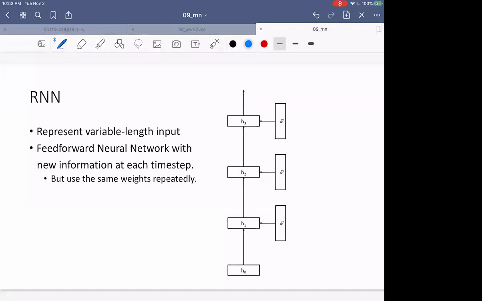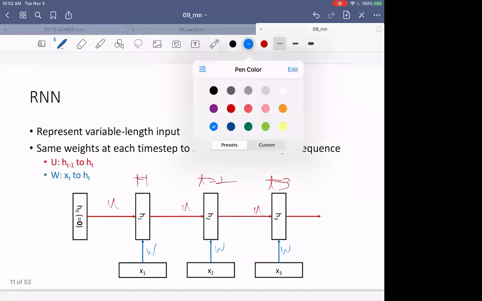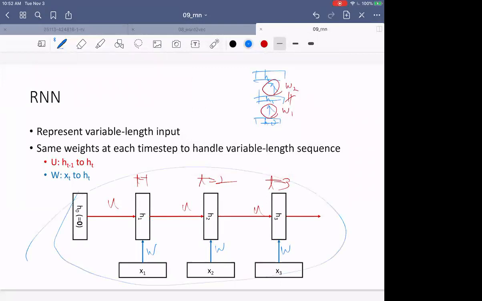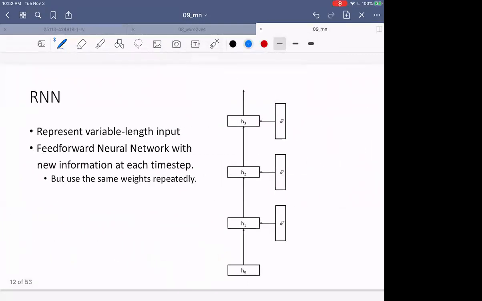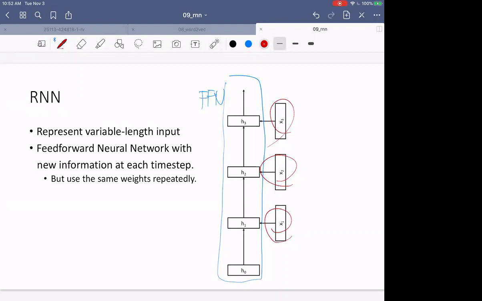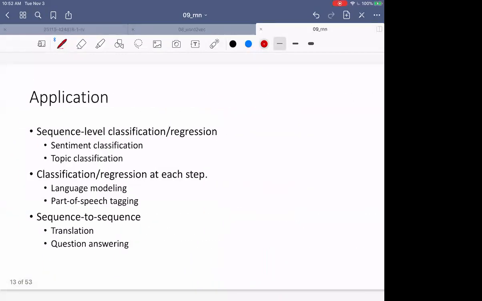If you just rotate the entire RNN 90 degrees, then it looks like this. And now if you look at this part only, it is very similar to a feed-forward neural network. So this is like FFN, right? It's just that there's new input injected from the side. This is like side information, always injected into your network at every single time step. And it's just that the weights are always the same.